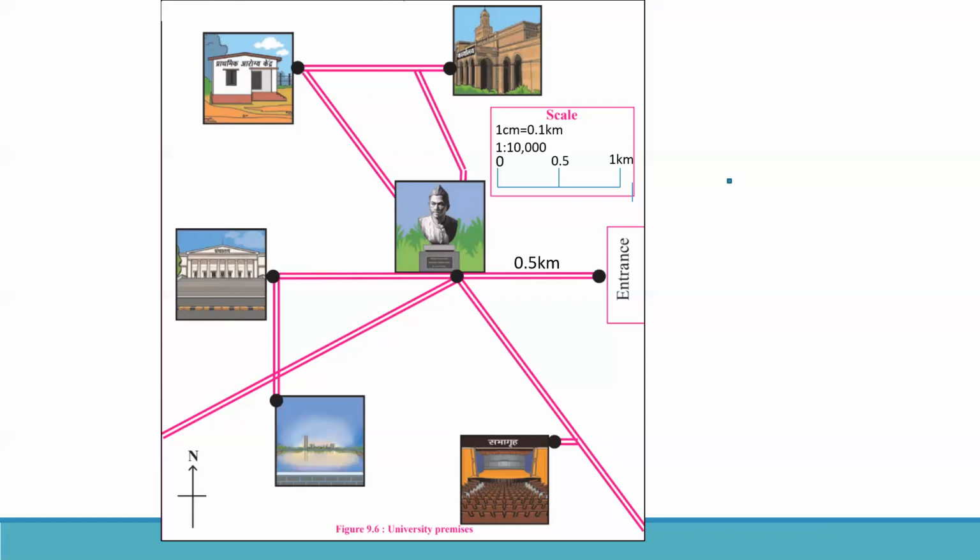If you want, there are two ways to measure this distance. Take a scale, join it. If you join, you will notice it is showing 7 centimeter. So how will you convert now 7 centimeter into kilometer? Yes, it will be 0.7 kilometer.